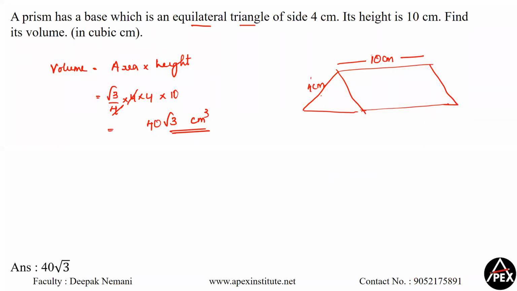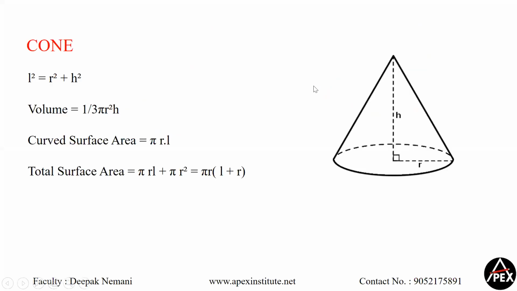Okay. So moving to the next three-dimensional solid object, cone. In a cone, we'll be having three variables: the radius of the cone, the height of the cone, and the slant height of the cone. This is called the slant height of a cone. So L square is equal to R square plus H square. If you see, this forms a right angle triangle and this is L. So L is the hypotenuse of this right angle triangle. So you can say that L square is equal to R square plus H square.